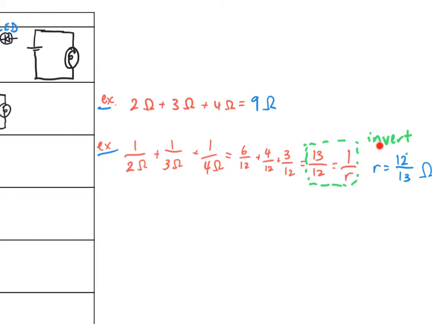And then I have to invert those numbers in order to get R by itself. When I invert 13 twelfths, it flips upside down, and I get 12 thirteenths of an ohm is equal to R. So you'll notice when in parallel, I end up with a smaller total resistance. When they're in series, I end up with a larger total resistance than any of the individual resistors. So series, I'll end up with big resistances. Parallel, I should end up with smaller resistances, and sometimes some funky fractional ones.